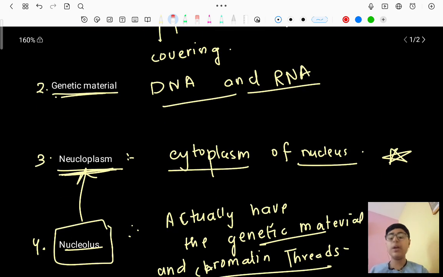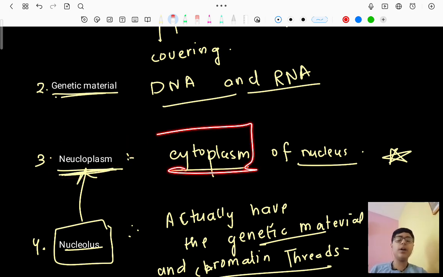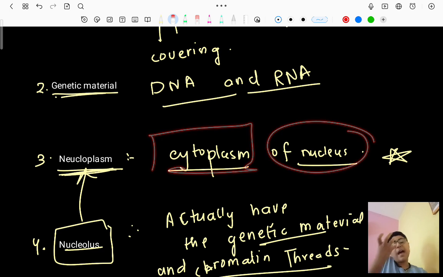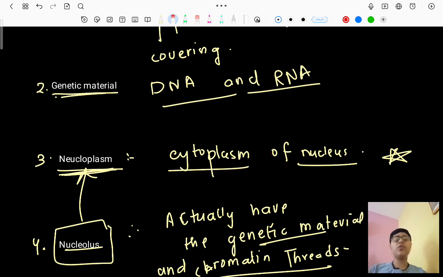Okay, now we have the nucleoplasm. Nucleoplasm can be remembered, as a mnemonic, as the cytoplasm of a nucleus. As a cell has a cytoplasm, the same is the function of the nucleoplasm, that is the jelly-like structure in the nucleus. So it's basically the cytoplasm of the nucleus.